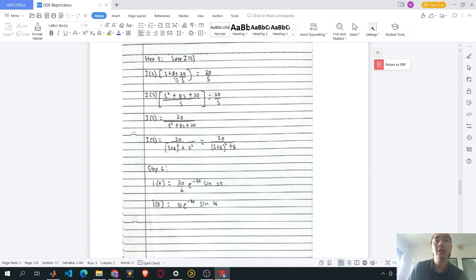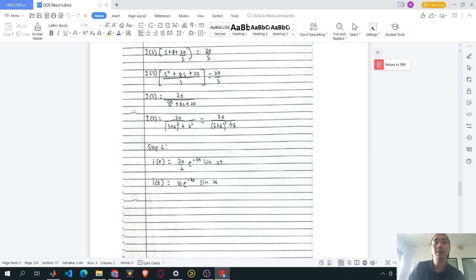I(s) times s plus 8 plus 20 over s equals 20 over s. And then we simply make it the same denominator, which is s, like this. And then it will become 20 over s squared plus 8s plus 20. And then this part, we factorize it, so it will become s plus 4 squared plus 2 to the power of 2, and it will become like this, 20 over s plus 4 squared plus 4.